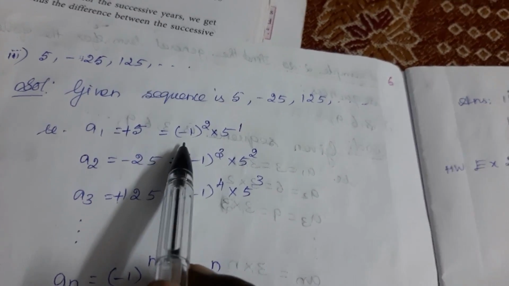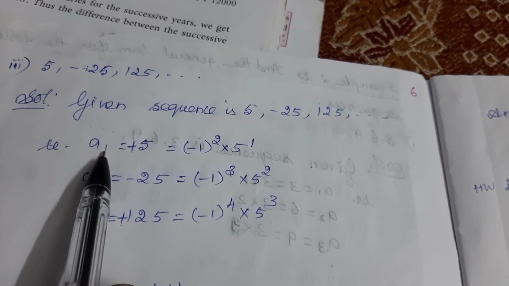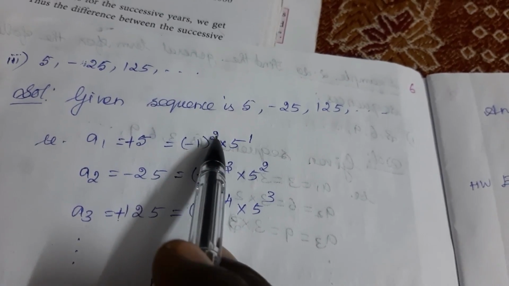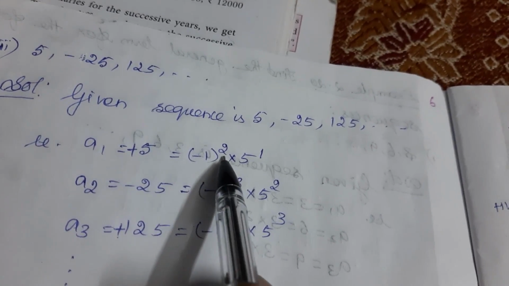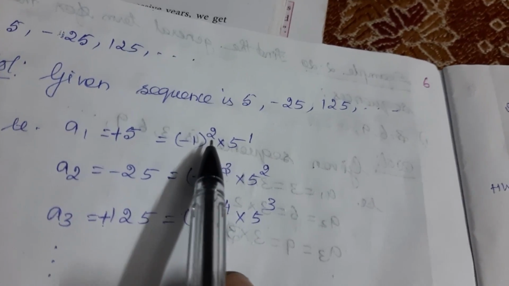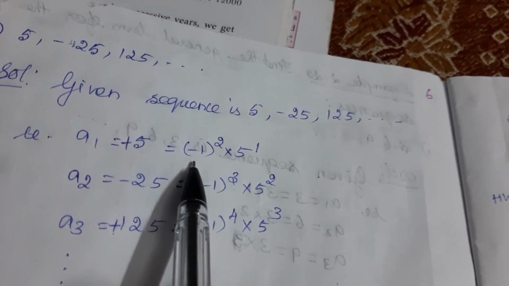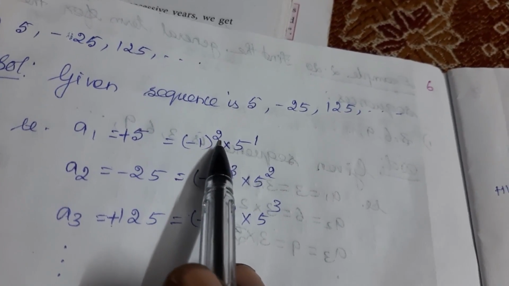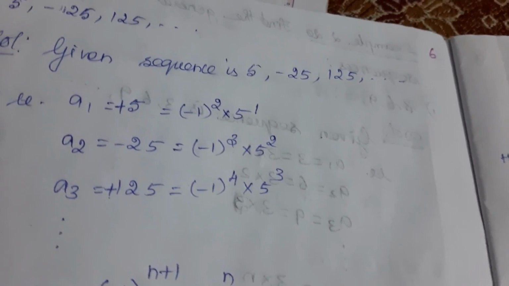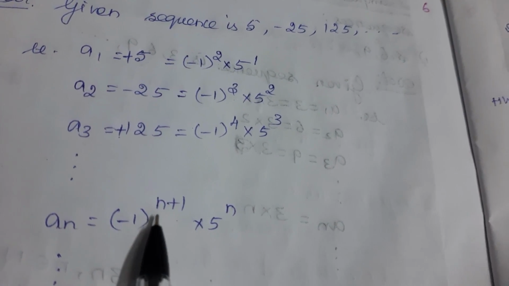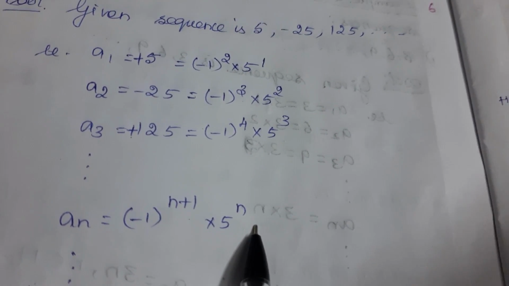Okay, so we can write the general term as minus 1 the whole power. If you have the fourth term, it means minus 1 the whole power 4 plus 1. Okay, this is 3 plus 1, this is 2 plus 1, this is 1 plus 1. So if you need the fourth term, minus 1 the whole power 4 plus 1 into 5 power 4. If you need the fifth term, minus 1 the whole power 5 plus 1 into 5 power 5. Okay, like this way we can find out and write the nth term as minus 1 the whole power n plus 1 into 5 power n. Okay, that is the general term.